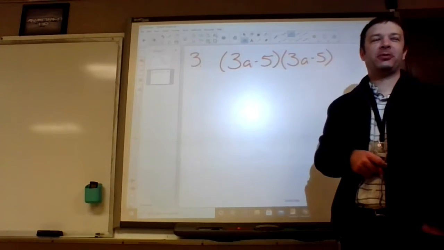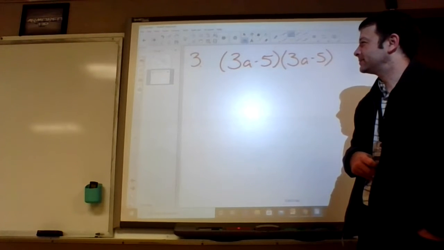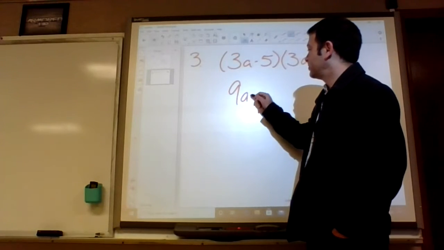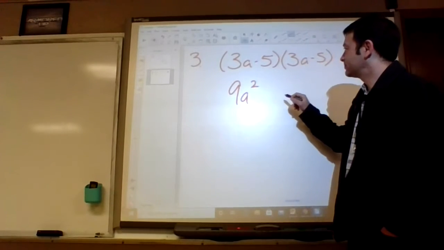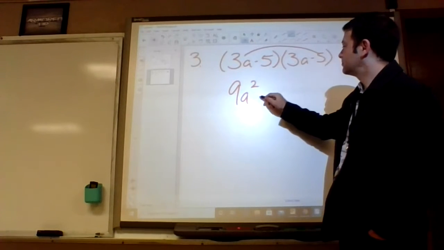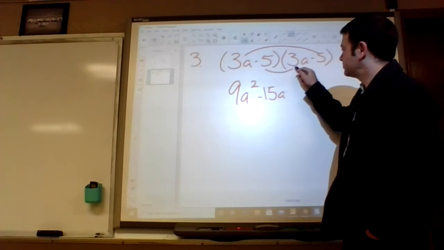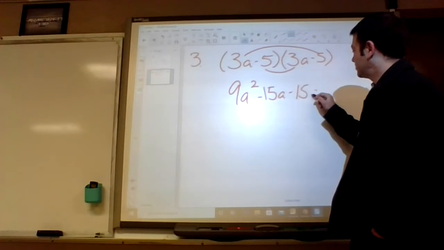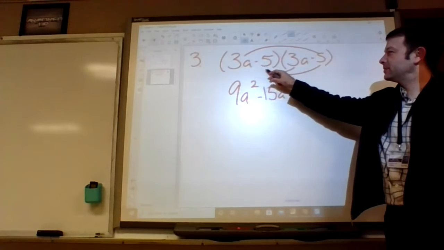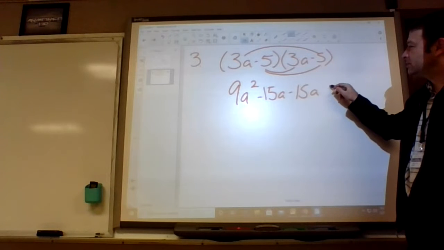Okay, it's a FOIL problem, right? Yeah, FOIL problem. So what would the first be? 9a squared. What would the outside be? Minus 15a. What's the inside? Minus 15a. What's the last? Minus 9a squared. Yeah, that's what I said. Oh, okay, that's what I did. Plus 25. Yeah, plus 25.